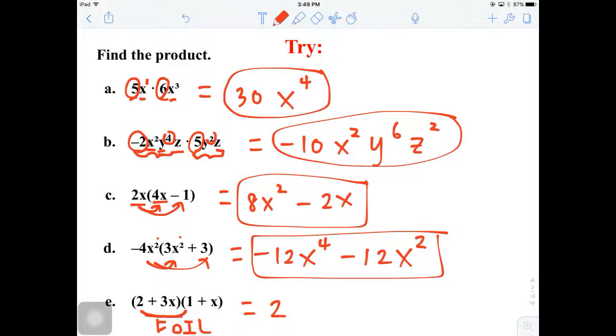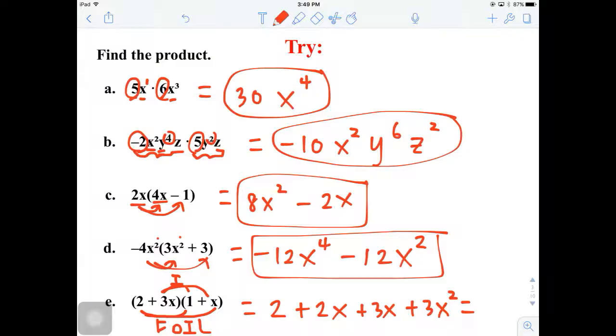The outer term is the outside of both parentheses. So 2 times x is 2x. I stands for the inner term. So that's inner, which is 3x times 1, which is 3x. And finally, L for last. The last term in each parenthesis, that's 3x times x, which is 3x squared. So if you think about it, we actually just did the distributive property twice. So we distribute the 2 into both terms of the second parenthesis, and then we distribute the 3x into both terms of the second parenthesis.